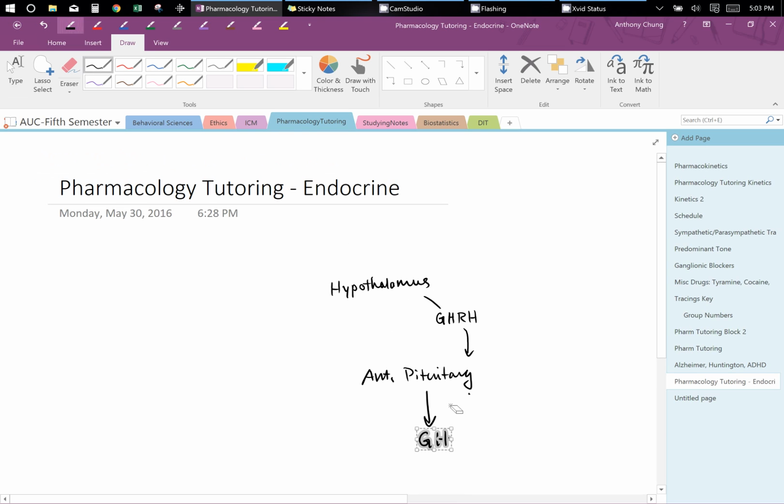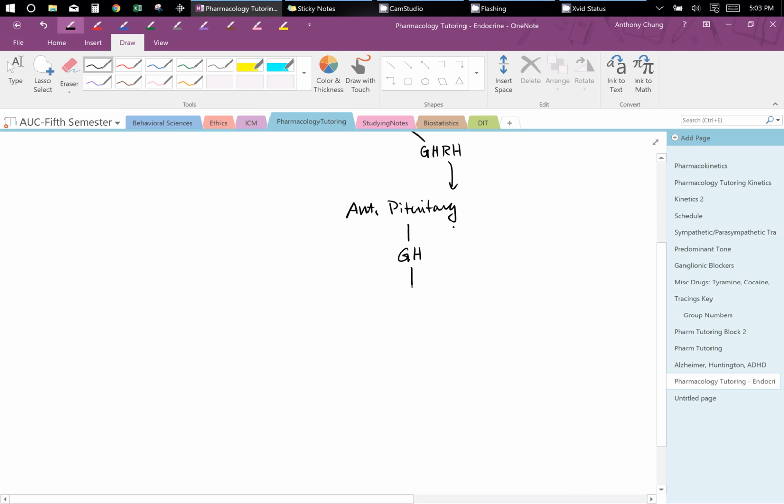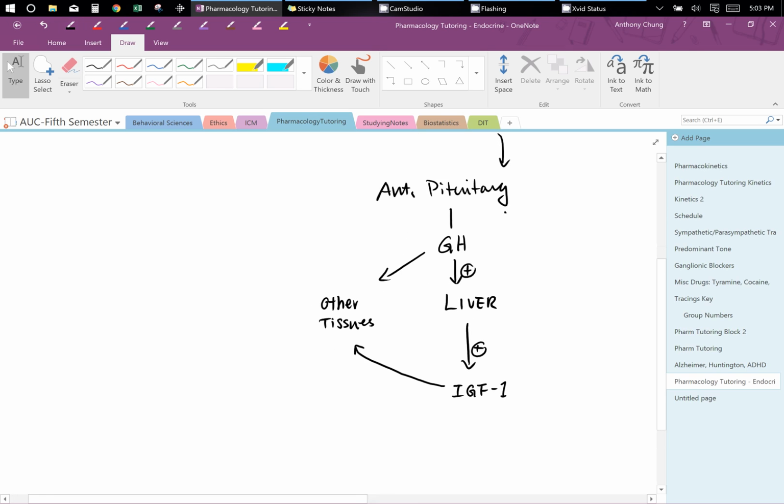All right. So the growth hormone does a few things. By itself, it does have some effects on the target tissues, but most importantly, it goes to the liver. So it does two things: it has effects on other tissues, and then it also goes to the liver. What it does in the liver is it induces the release of insulin-like growth factor 1. And then that also feeds back to other tissues, and that augments the effect of growing, essentially.